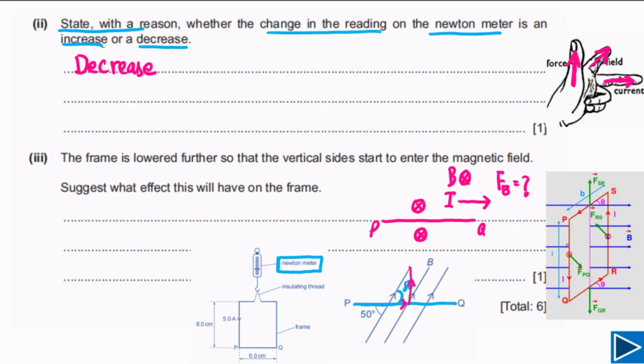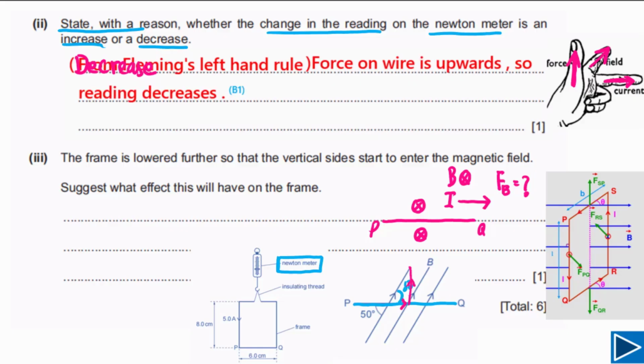Now let me show you the answer. This is how you can write down the answer. If you have written this one, you will get 1 mark. So you have to mention reading decreases, and you have to say force on wire is upwards using Fleming's left-hand rule. So you will get 1 mark for this part.